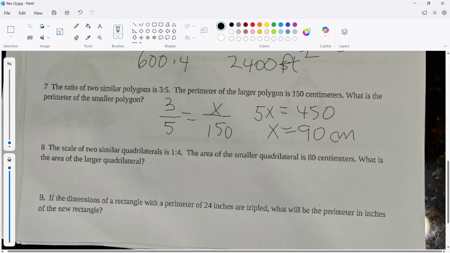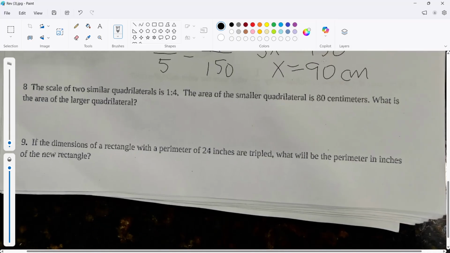The scale of two similar quadrilaterals is 1:4. Similar, as I say it sometimes. The area of the smaller is 80. What is the area of the larger? So the scale is 1:4, small to large, but for area, you have to square that. So 1 squared is 1, 4 squared is 16. The area of the smaller equals 80. What is the area of the larger? So x equals 16 times 80.